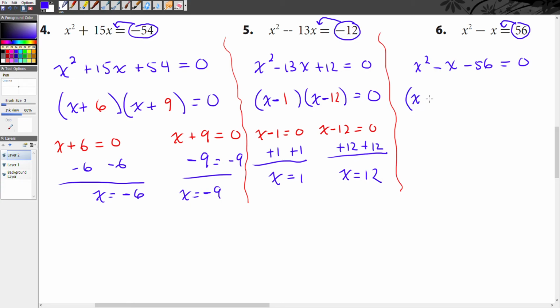So I'm going to have x plus something times x minus something equals 0. So I think of two numbers that multiply together to make 56, and when I subtract them, I get 1, because see this negative x, it's a negative 1x. So, and I get 8 times 7. And now since my b value is negative, that means I need to put my greater number next to the negative. So it's going to be x plus 7 times x minus 8 equals 0. I set each binomial as its own equation equal to 0.